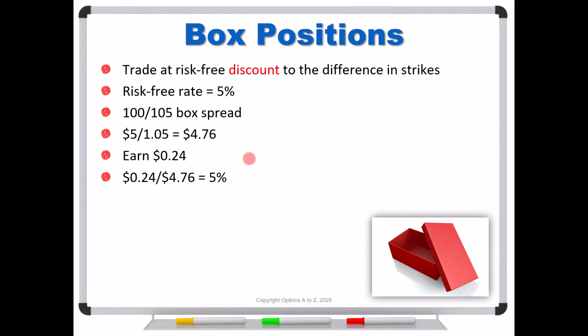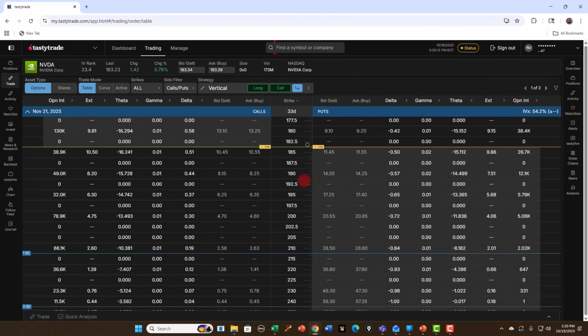So let's jump over to the tastytrade platform and take a look at a box spread. Okay, so now we're into the tastytrade platform. I'm going to use NVIDIA, but doesn't matter. Pick whatever stock you want. And we see that we closed a little over 183. So let's do the 185-190 box spread.